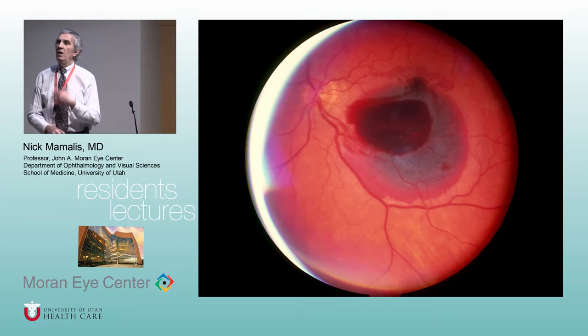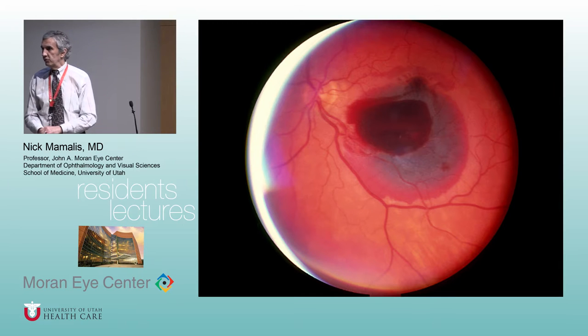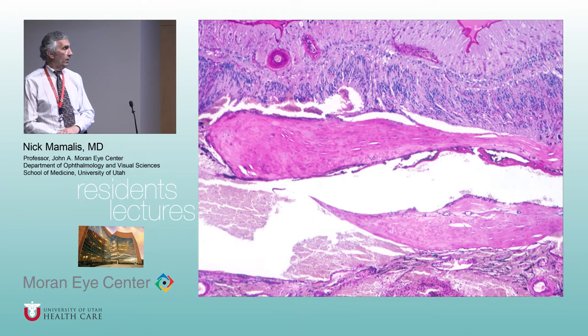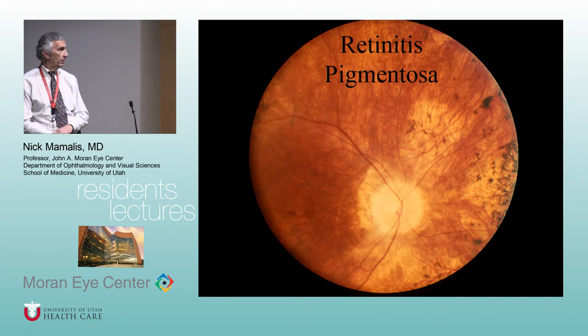So this is what we want to prevent now in macular degeneration, is we want to prevent these subretinal hemorrhages, because, and here it is on a fluorescein, you can see the leakage there, if we don't prevent them, you can actually get subretinal gliosis, what we call a disciform scar, and that can really cause loss of central vision. All right, so retinitis pigmentosa.